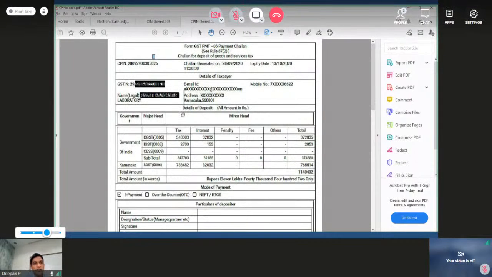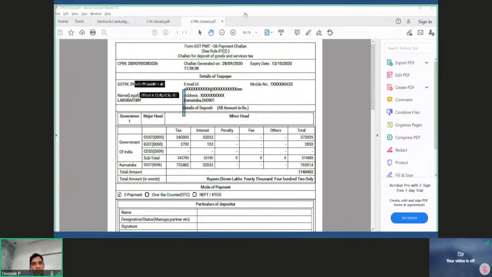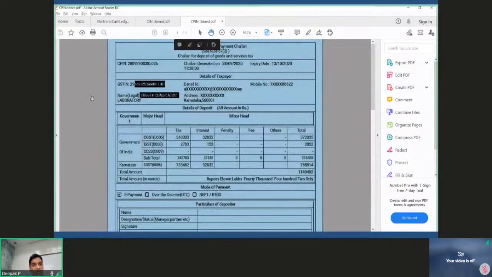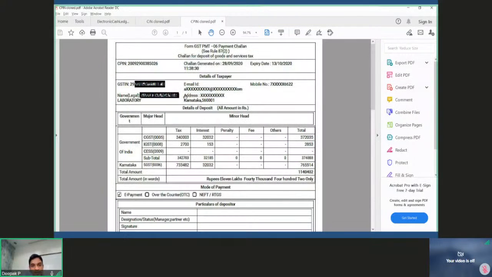So this is a challan which gets generated on the first instance. It is called PMT-06. This is the payment challan. CPIN number appears here. The challan generation date appears. Then the expiry date appears, which is 15 days from the date of generation. The GST number comes automatically. The name of the entity comes here, the email ID, the address, and the mobile number.